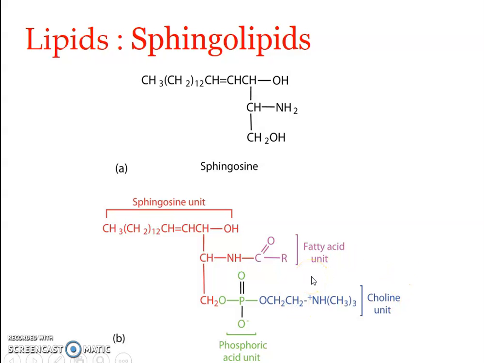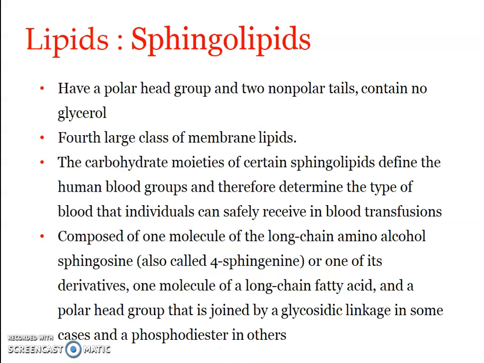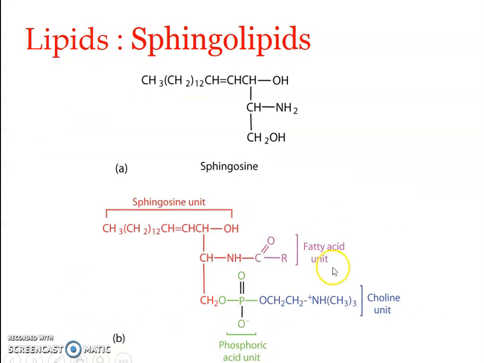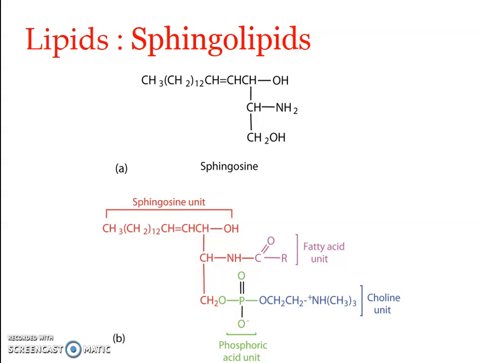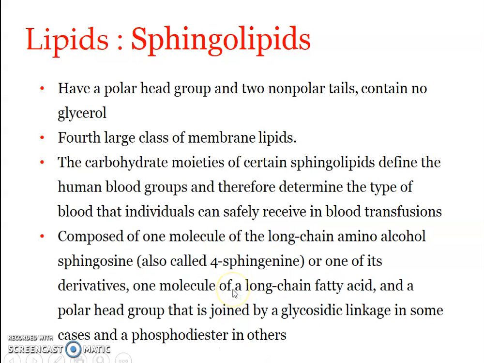So this is sphingolipids, and they have a polar head group. What is the polar head group formed of? It is formed of this part. And there is a non-polar tail. You can see this is non-polar in nature, aliphatic, isn't it? The second is the fatty acid, which is also non-polar, that is, hydrophobic. So these two form the hydrophobic part, and this part forms the hydrophilic part. Hydrophilic is the polar region, which forms the head region.